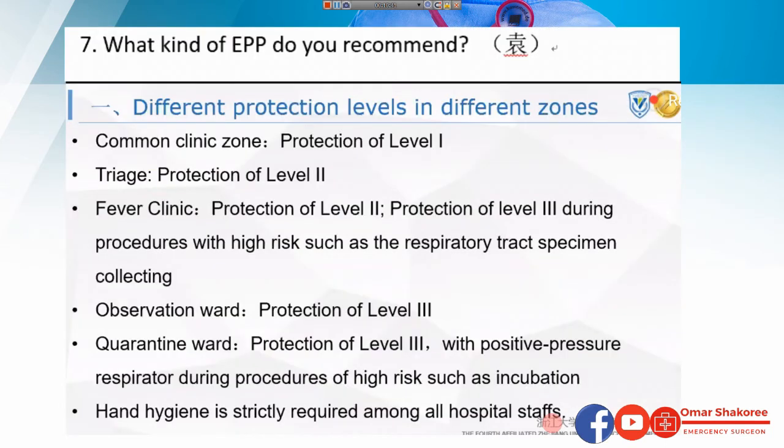Now, what kind of personal protective equipment do you recommend? This was a vital question, very important for all of us, the protection and the PPE. So they said we have three levels of protection: level 1, level 2, and level 3. They use protection level 1 in the common consultation clinic zone, and they use protection level 2 especially for the fever clinic and for the triage team including the emergency team, and they use protection level 3 for the observation ward and quarantine ward.